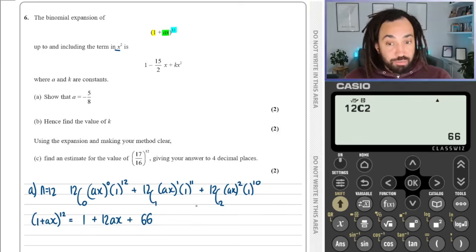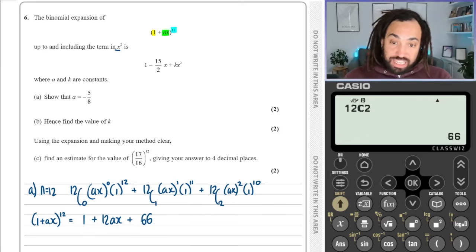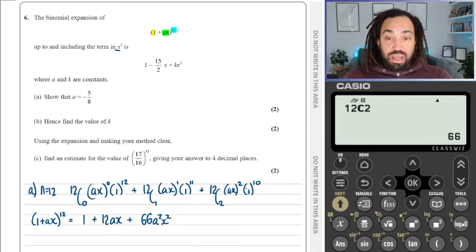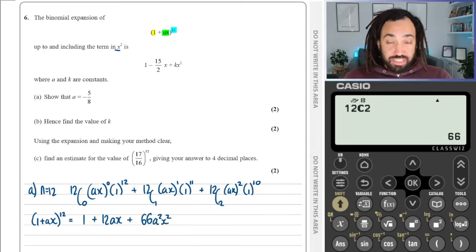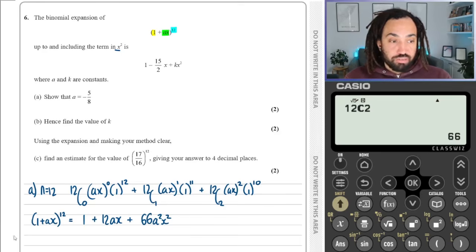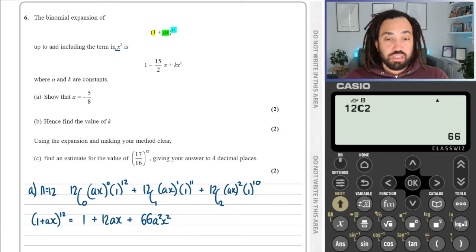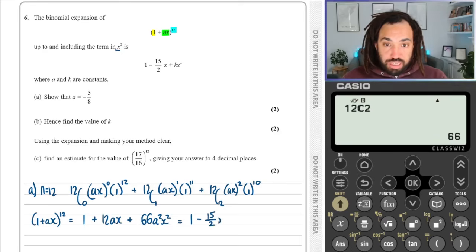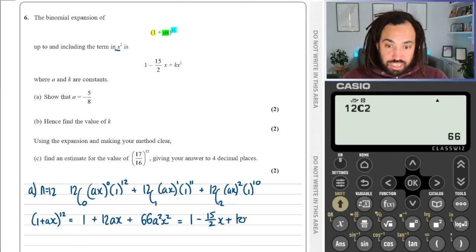Now this is a big mistake people make. They forget to square the a as well as the x, but this is a squared, x squared, and then times by 1 to the 10 is just times by 1. Okay, great. And we also know that's equal to this, so we can set it equal to this: 1 minus 15 over 2 x plus k x squared.